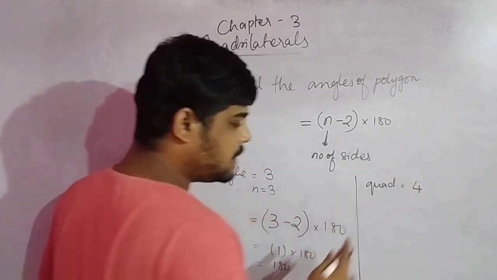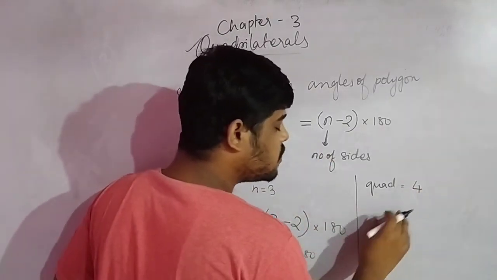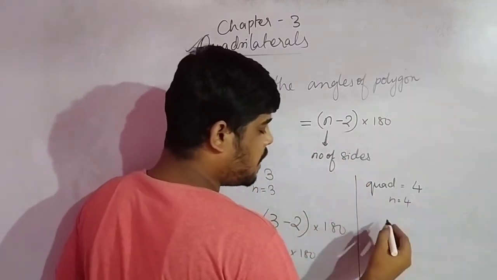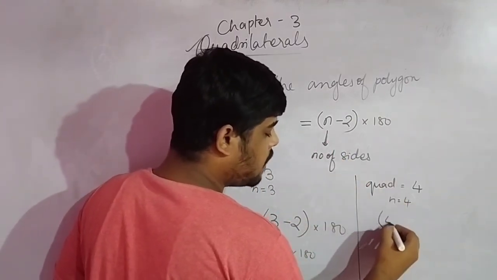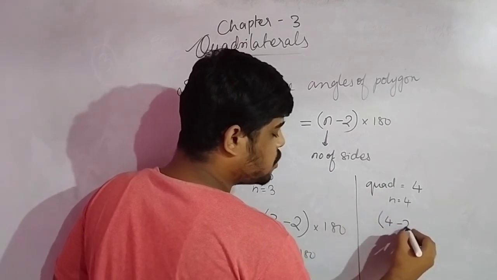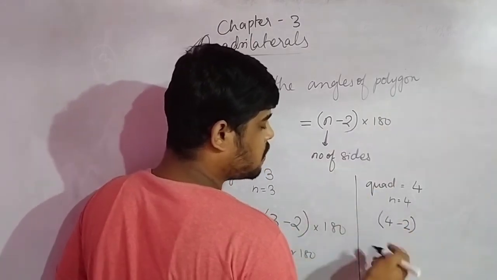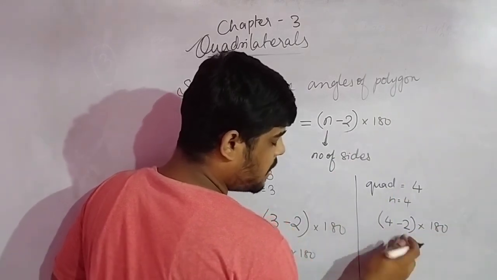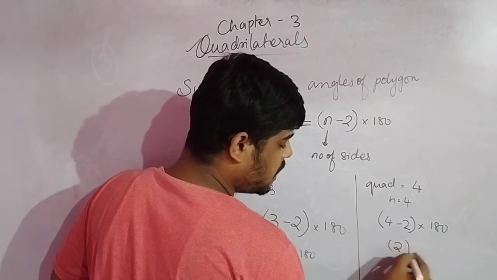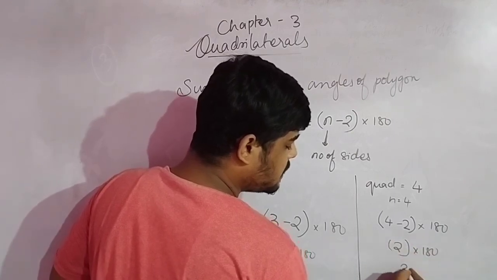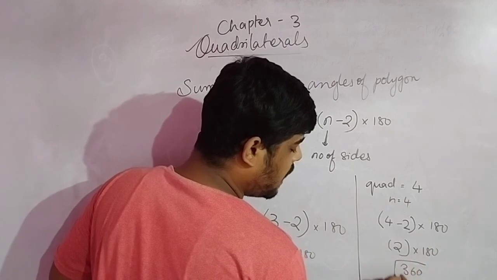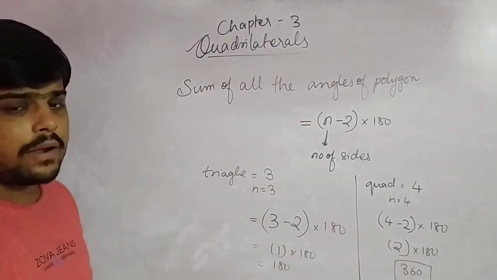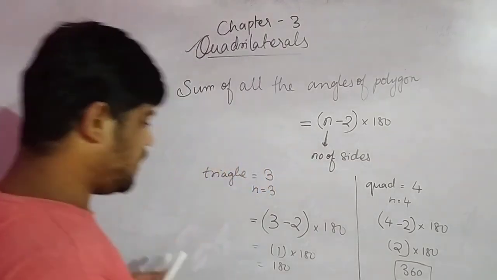Okay, next one, a quadrilateral. A quadrilateral has four sides. Just apply this formula. So n is equal to 4 because the number of sides is 4. Now put in the formula: (4 minus 2) into 180. So 4 minus 2 is 2, into 180. So this is 360. So we know that the sum of all the angles of a quadrilateral is 360.